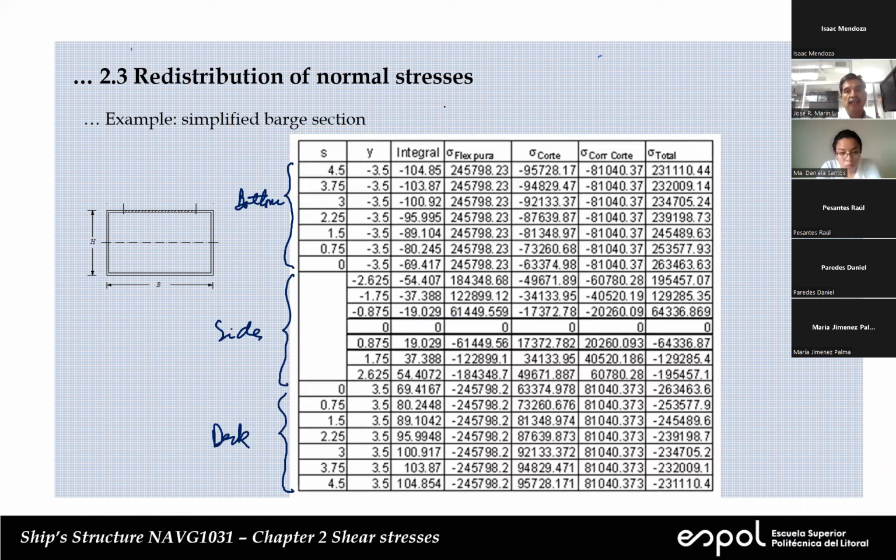Then we have this. This is the integral. So this is the integral. In some cases, depending on y. In other cases, depending on s. We have to be careful.